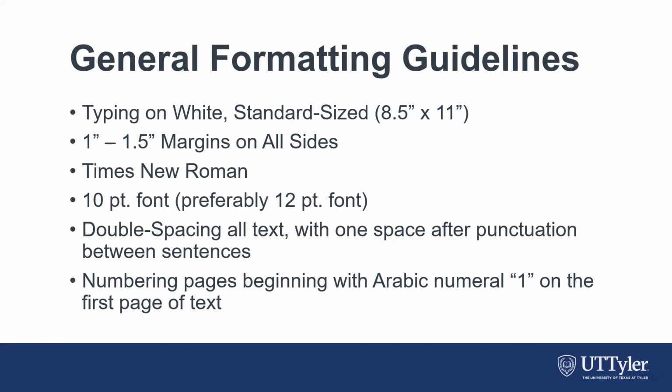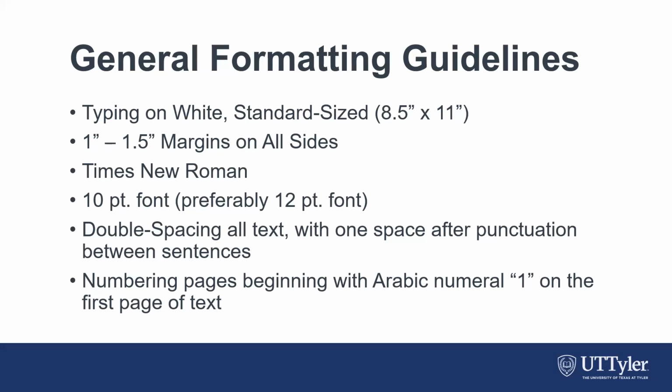Usually you type on a white standardized sheet of paper, usually 8.5 by 11. It's usually 1 to 1.5 inch margins on all sides of each page. Usually it's in Times New Roman, between 10 or 12 point font. Usually 12 point font is preferred, but you could use 10. Check with your professor to see what they prefer or require. Double spacing of all text with one space after punctuation between sentences.